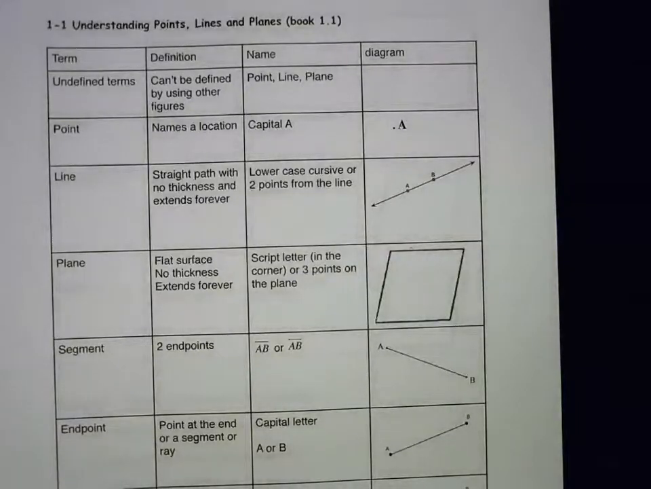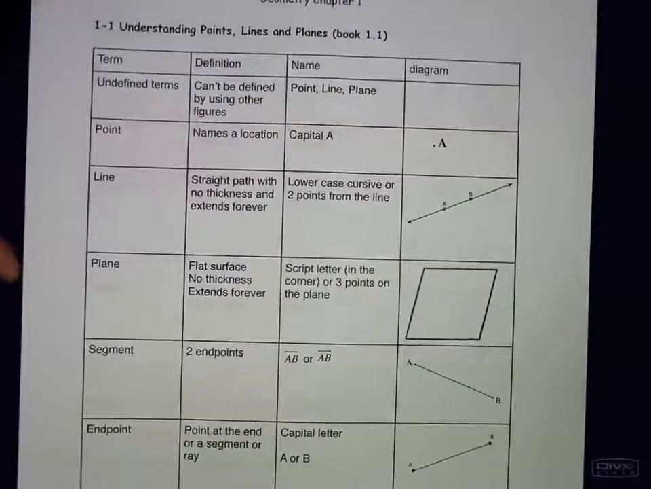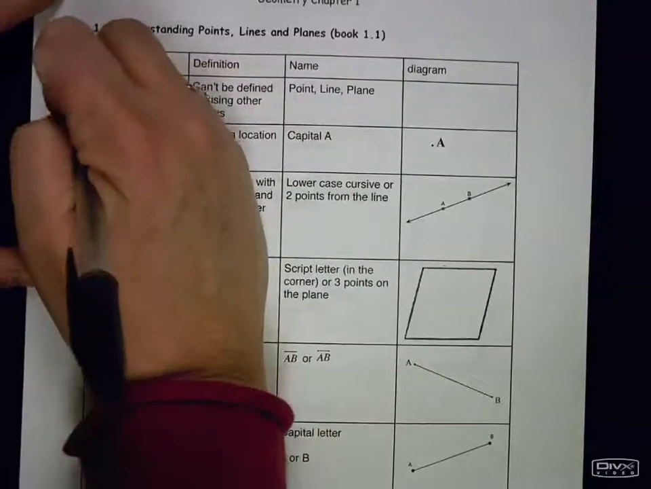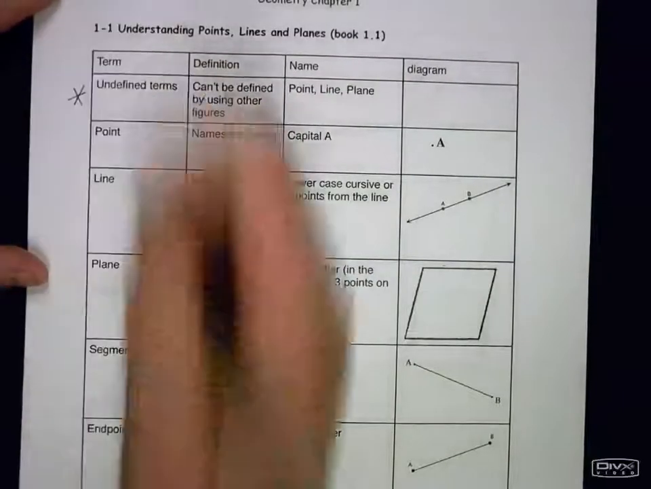Geometry Chapter 1, Section 1. This is our basis for geometry, and we start with a bunch of definitions here. We start out with undefined terms, and by undefined terms, we mean they can't be defined using any other figures in geometry. And those three undefined terms are point, line, and plane.